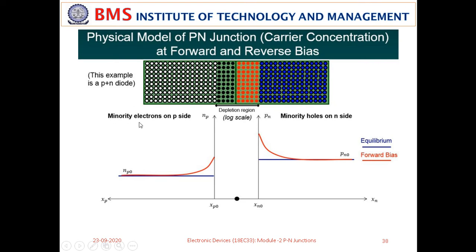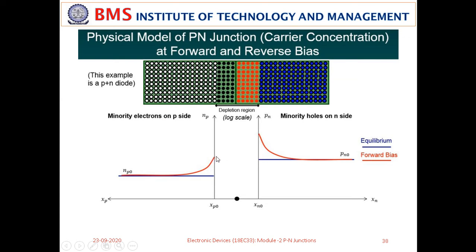Let us now look into minority carriers. When electrons are injected due to the forward bias we apply here, obviously electrons should move to the P side. When they are injected from the N side to the P side, their density is very high here. They are now minority carriers on the P side, so their density is very high.